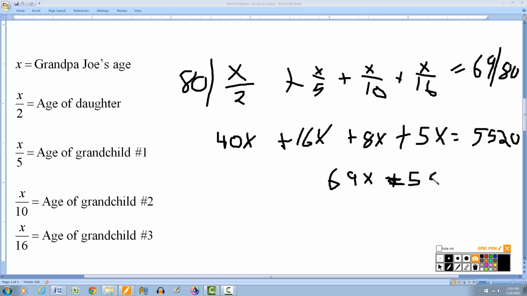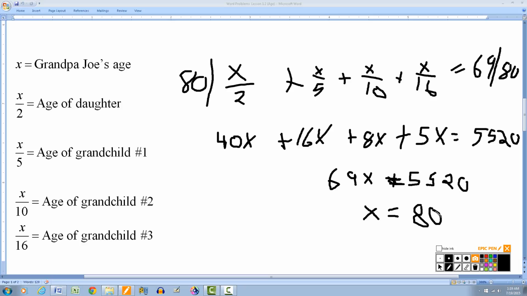So now it's just a matter of solving for x. I'll divide both sides by 69. 69 divided by 69 cancels, so this will just give me x on this side. And then 5520 divided by 69 is 80. We're looking for Grandpa Joe's age, so he's 80 years old.